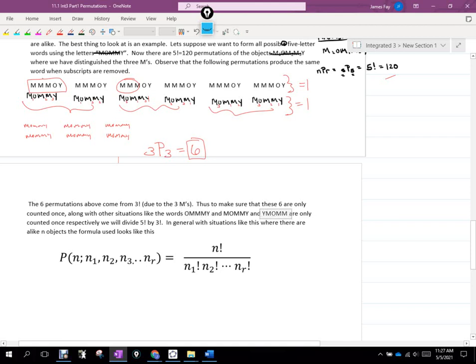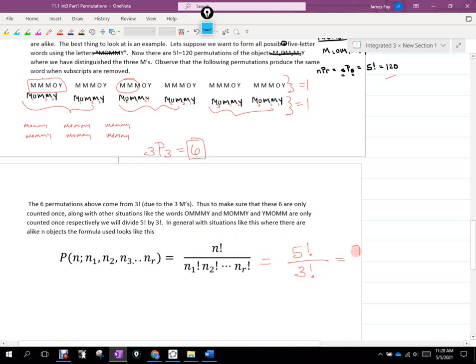YMOMM, so it's counted one time instead of 6. The way we do that is you take your original permutation, which was 5 factorial, and then you're going to divide it by the repeats factorial. So the initial one was 5 factorial, and now I'm going to divide it by the letters that repeat. The M's repeat, so I'll go 3 factorial.